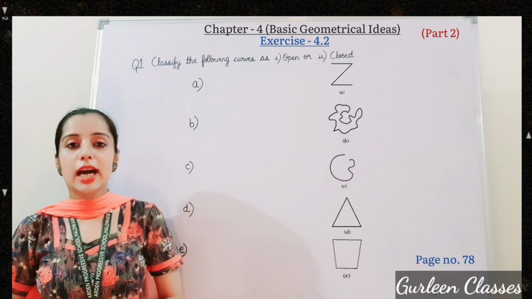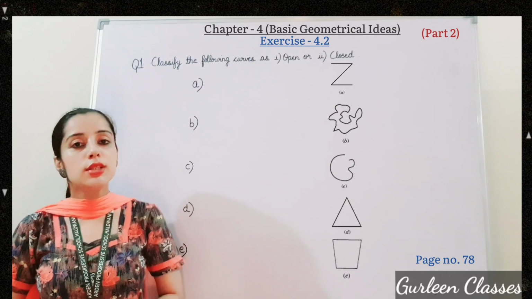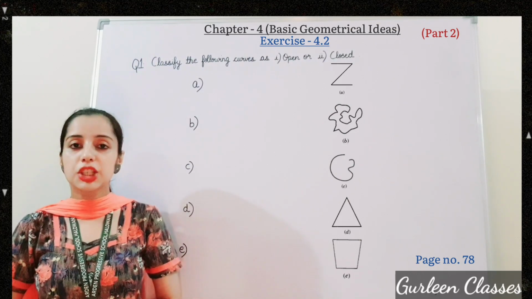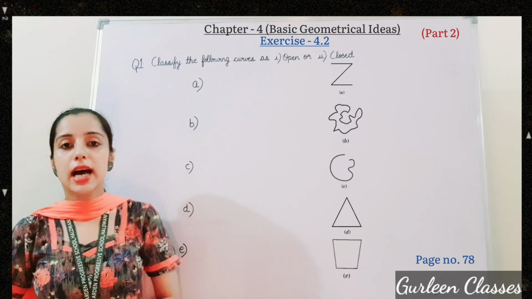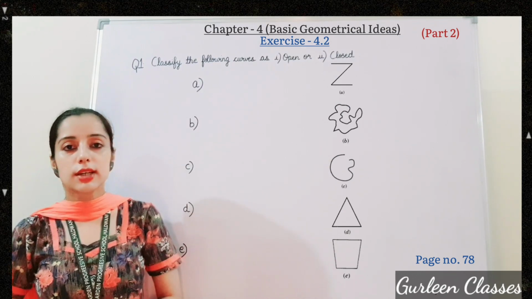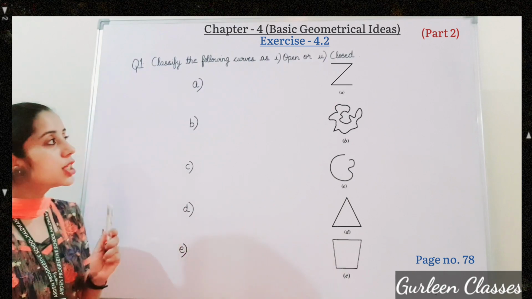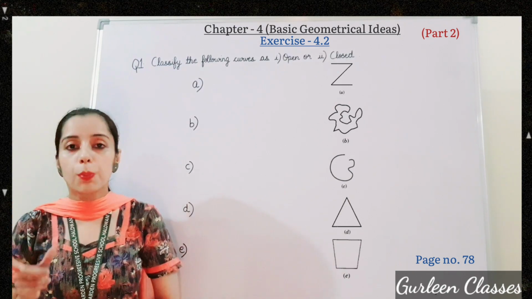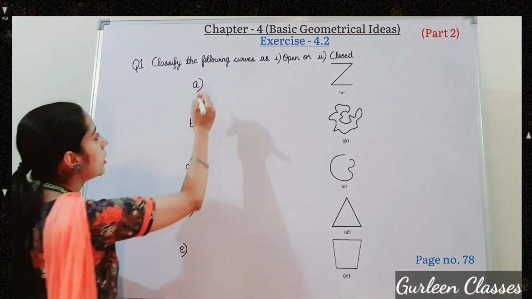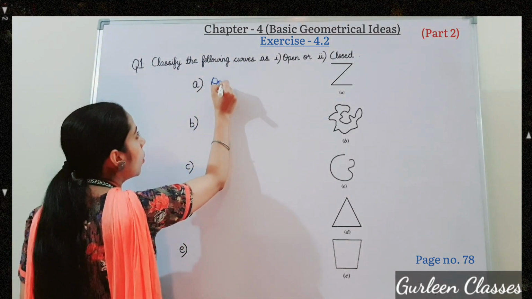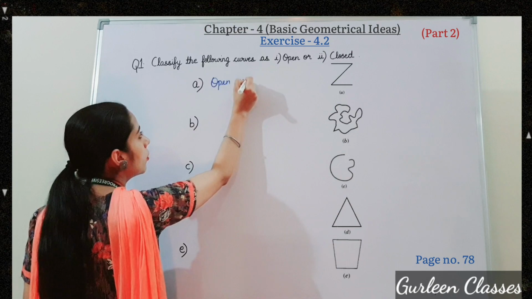So now let us start with exercise 4.2. Open your Maths NCERT book, page number 78. Question number 1. Classify the following curves as open curve or closed curve. A part. In this figure you can see the figure is open. Their endpoints do not meet. So it is an open curve.